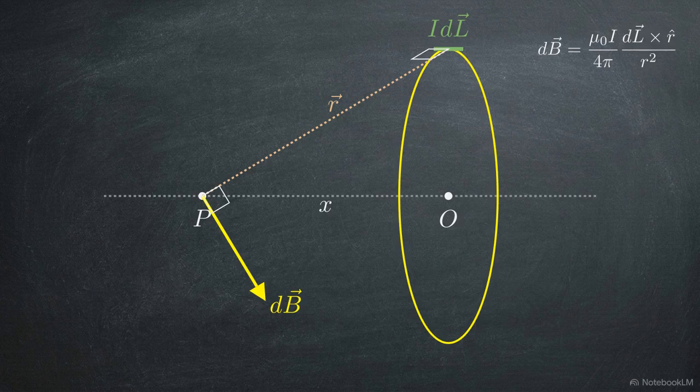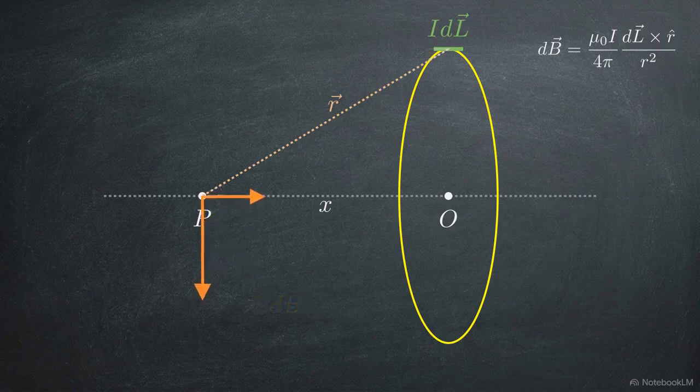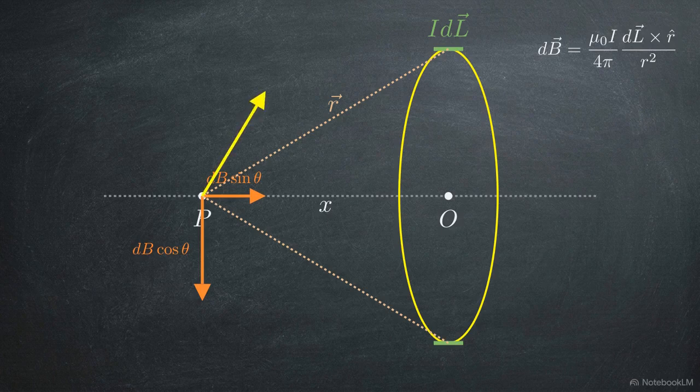We break this angled vector into two orthogonal components, an axial component running along the x-axis and a radial component pointing away from it. Now we incorporate the loop's symmetry by highlighting a second identical current element at the exact bottom of the ring. This bottom element generates its own dB vector. Following the same geometric rules, it points upward, angled away from the axis. We resolve this vector into its own axial and radial components.